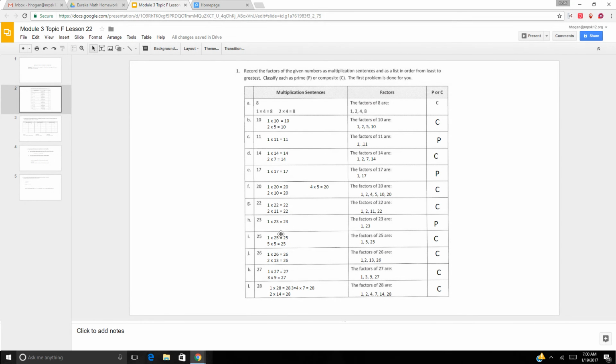25. 1 times 25 is 25. 2, 3, 4, 5 times 5 is 25. So the factors are 1, 5, and 25. That means it's composite.